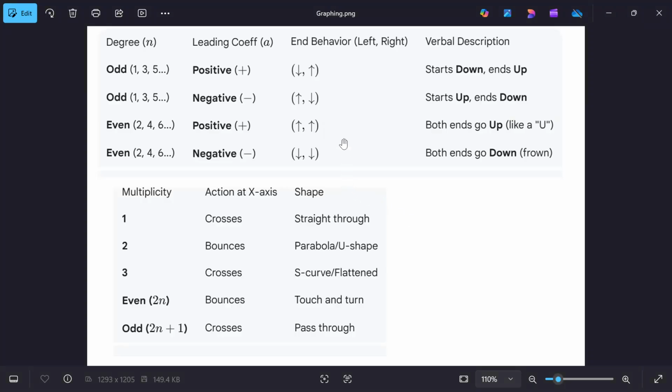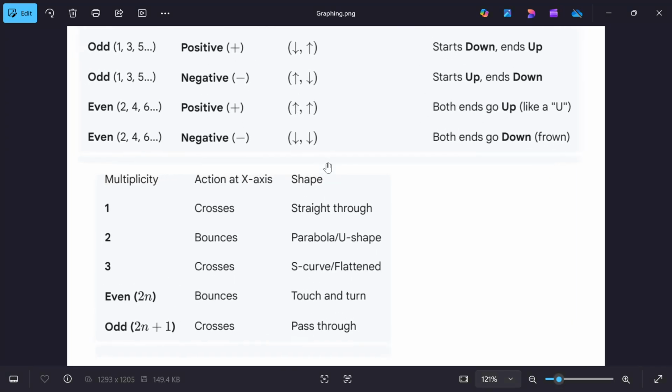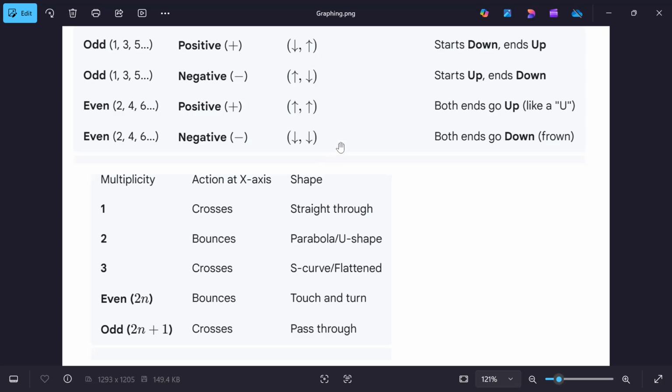This is Algebra 2. I think it's Algebra 2. I can't even remember. But this question is about end behavior and how many times it crosses the x-axis and the zeros and so forth.